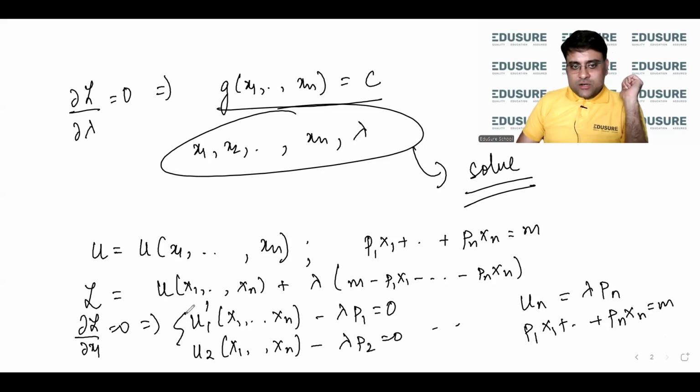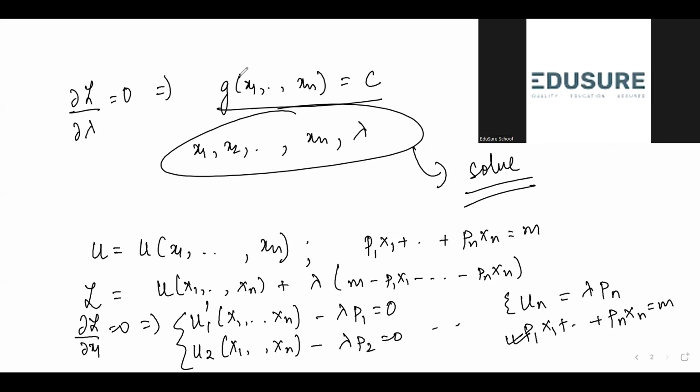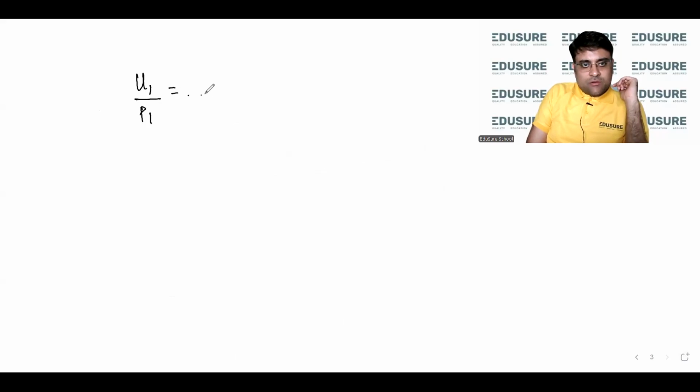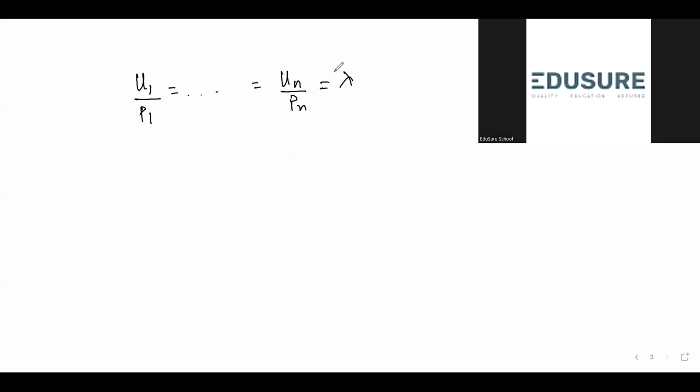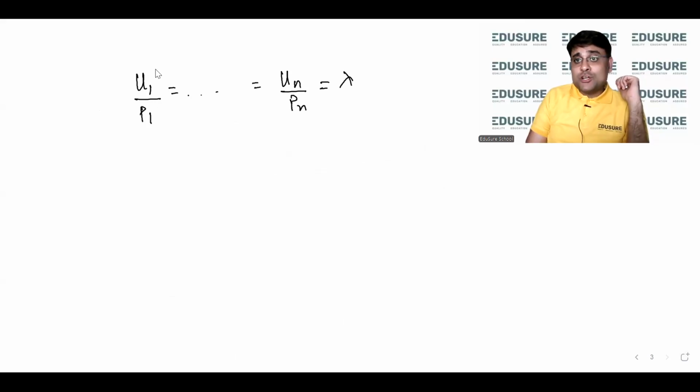So n first order conditions along with the n plus 1th equation, that is the constraint itself. Now what you will get from here is the following. You'll get u1 by p1 is equal to un by pn is equal to lambda. Okay. So what is this u1, u2 up to un? This is nothing but the marginal utility.